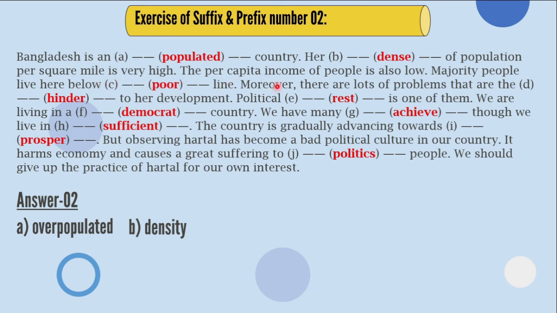The per capita income of the people is also low. Majority people live here below poor line. So it won't be poor line, after below what must it be? A noun, poverty line. Moreover, there are lots of problems that are the dash, the hinder here, so hindrance to her development. Political dash rest is there, so what will political be, unrest, is one of them.